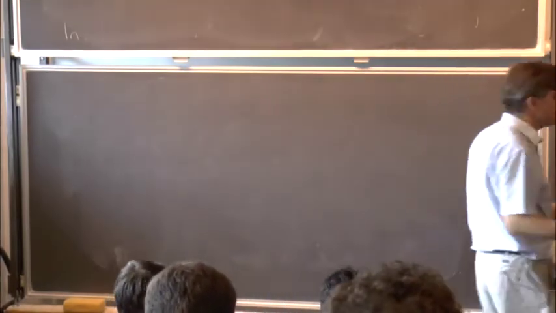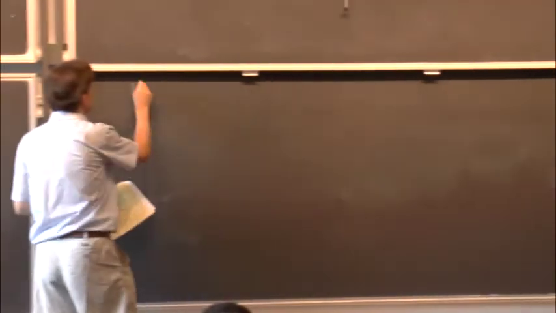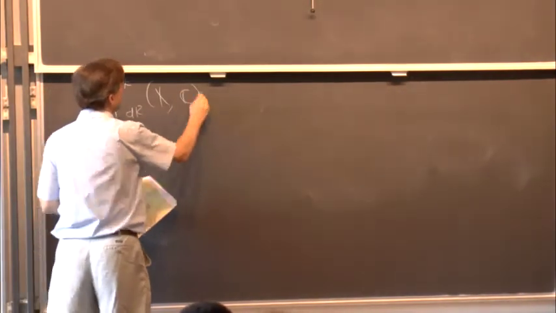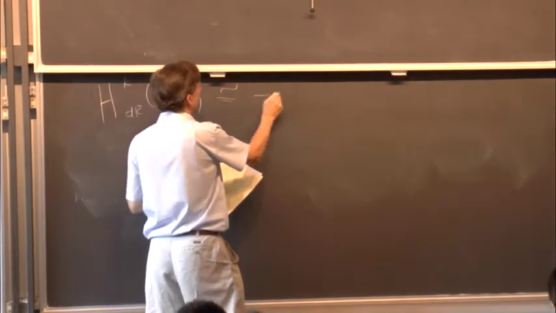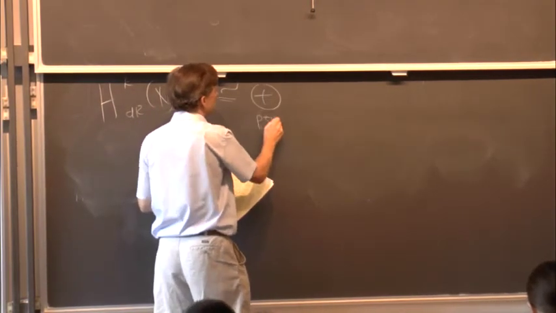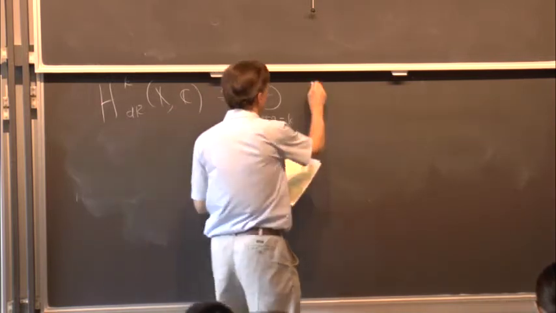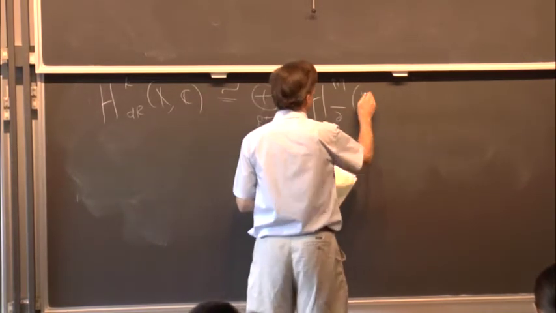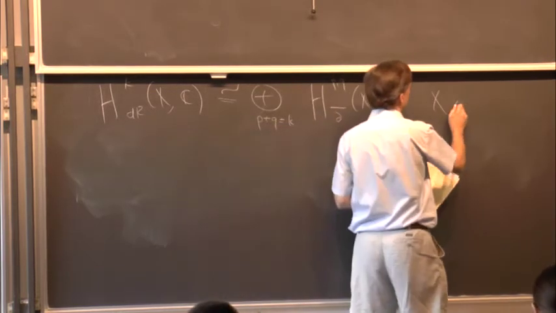Okay, so at the very end of last lecture I wrote down that H^k de Rham of X with complex coefficients is isomorphic to the direct sum over p plus q equals k of H^{p,q} \bar∂ of X, when X is compact Kähler.